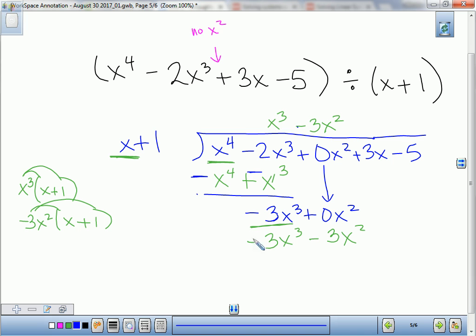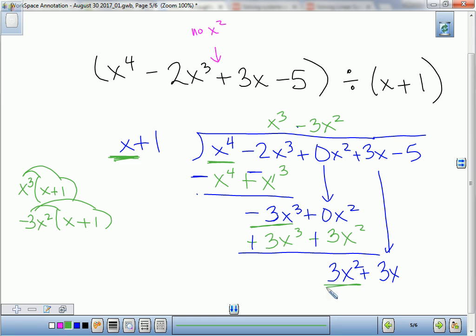Might want to change colors. Subtraction just changes your signs. All right. So when we subtract these, we're left with 3x squared. Bring down. All right, then we got to do it again. What do you multiply x by? You get 3x squared. Yes, ma'am.